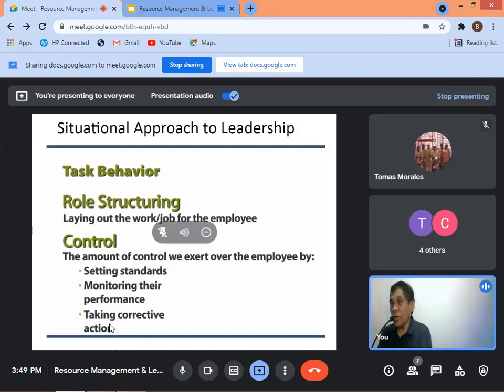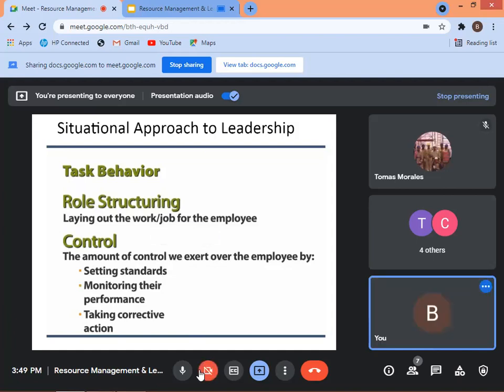You don't want to get rid of the guy, terminate his services from the company, or suspend him for low performance. You want to improve his performance. That's why you are taking corrective action. Okay? That's a good way of doing. In terms of control, the amount of control the leadership exerts over the employee by doing all this. You understand? I hope you understand that.